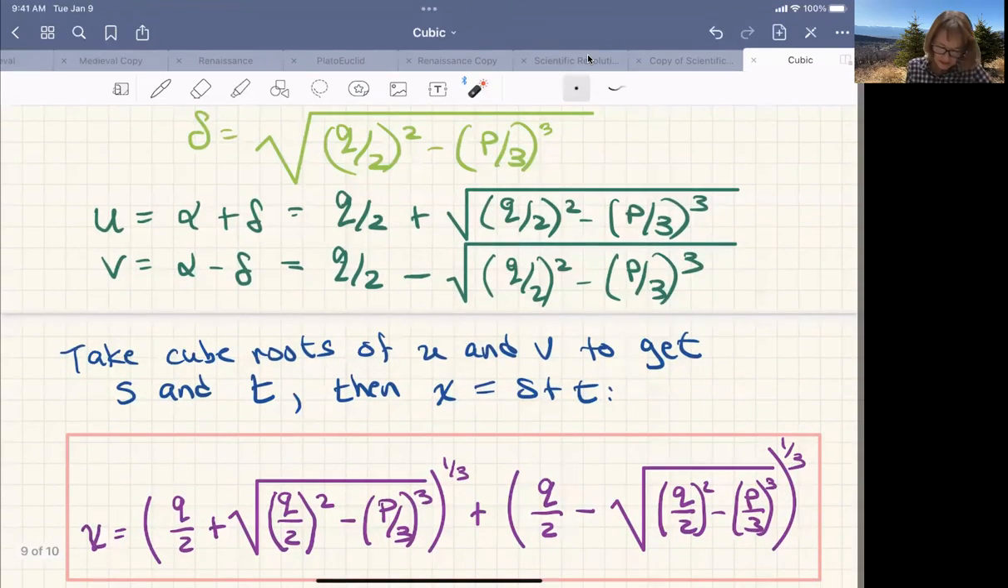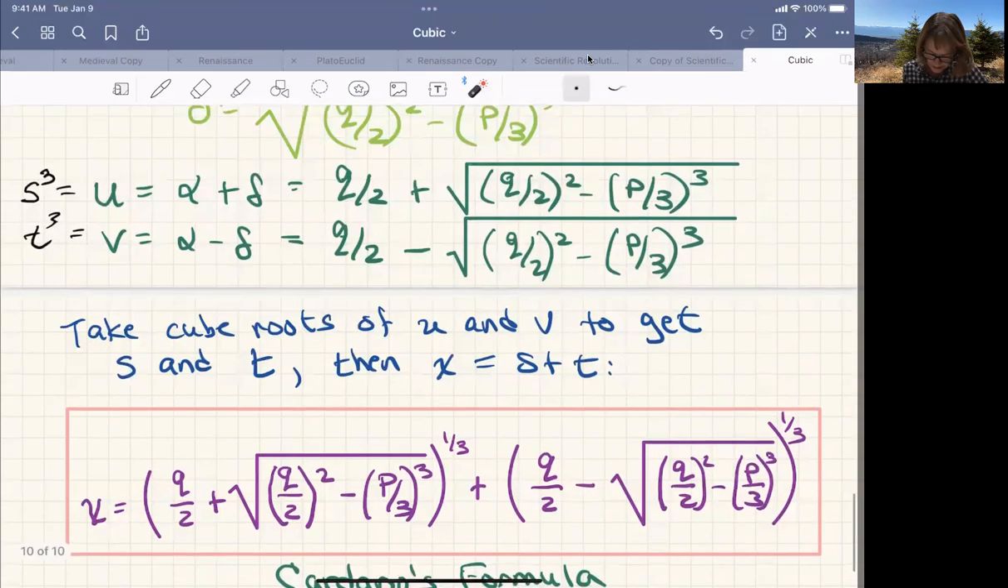Now, remember that u was s cubed and v was t cubed. So we need to take the cube root of u and v to get s and t. So the cube root of this will be s. The cube root of this will be t. And then we add those two numbers together to get x.